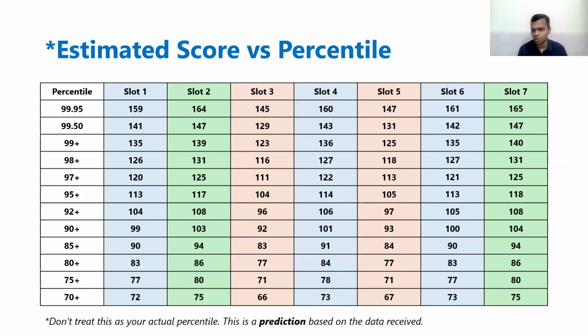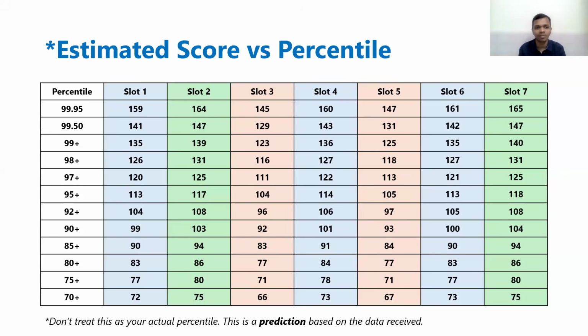So slot 2, slot 7, the easiest. Slot 1, 4, and slot 6 were similar, they were kind of moderate. And then you have slot 3 and slot 5, the most difficult of the slots. And that is how you will also see, at a particular percentile range, you can just figure out what is happening, right?